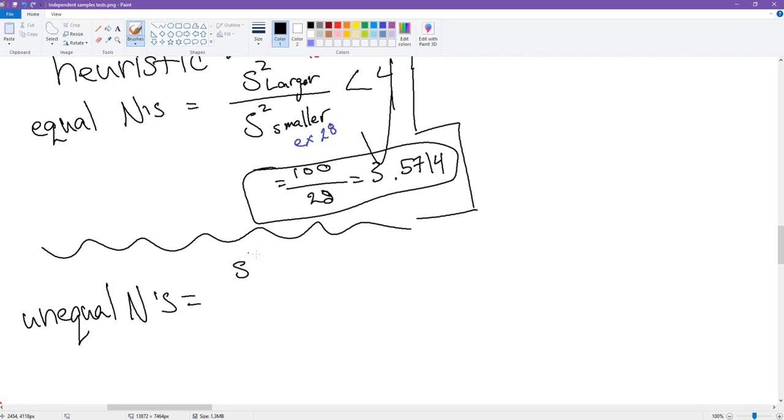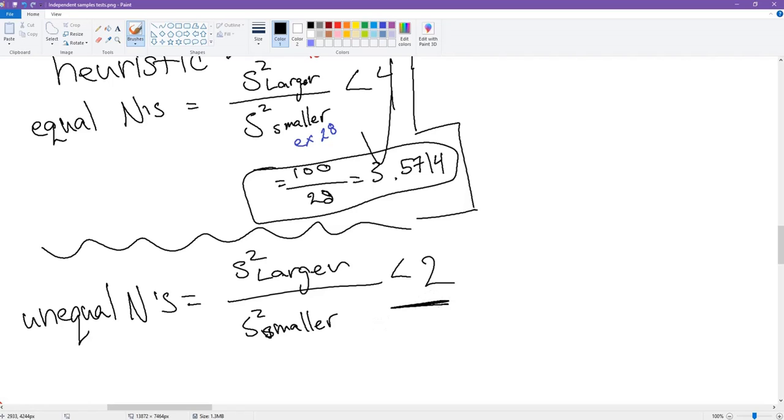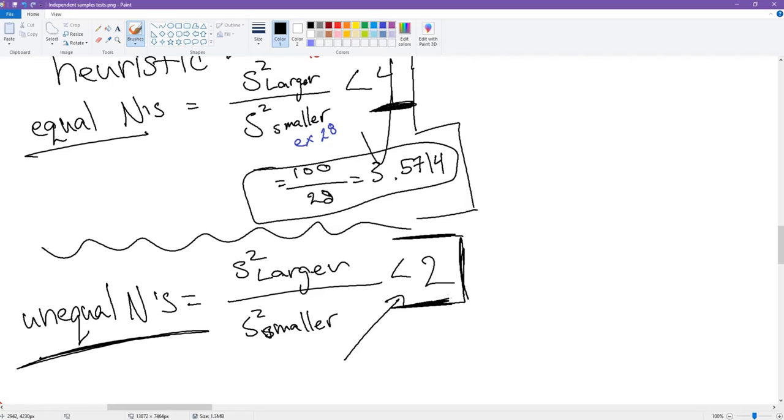Well, we basically do the same thing. We take the larger variance, we divide it by the smaller variance, and now we're looking for a number less than 2. So when you don't have equal sample sizes, it actually gets a lot more difficult to say that you have homogeneity of variance, because you have to make a more conservative comparison. If you have equal sample sizes, your comparison number is 4. If you have unequal sample sizes, your comparison number is 2. Good luck. I would have to have a much smaller difference between my larger and smaller variances in order to say, yep, I've got homogeneity of variance.